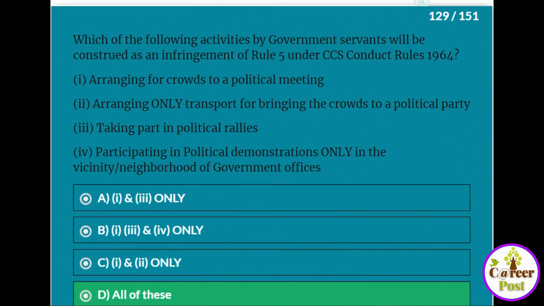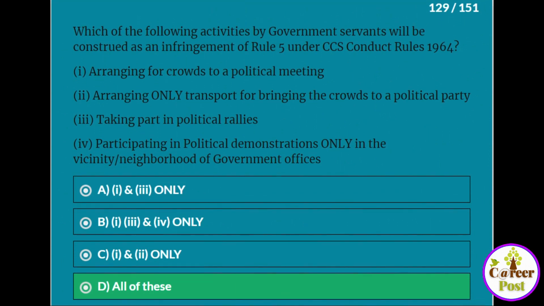Which of the following activities by government servants will constitute infringement of Rule 5 under CCS Conduct Rules 1964? We know that Rule 5 relates to politics. Arranging crowds for political meetings, arranging transport for bringing crowds to a political party, taking part in political rallies, participating in political demonstrations in the vicinity of government offices. The answer is all of these. All of these are activities that will constitute infringement. Arranging crowds is also not correct.